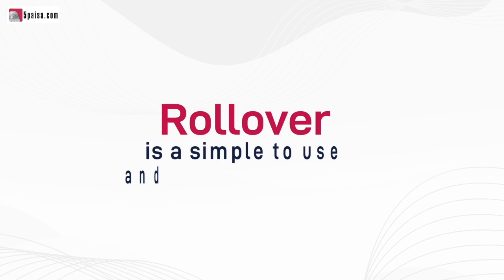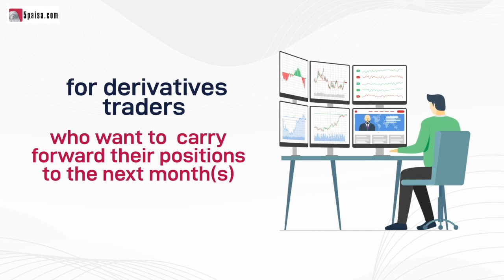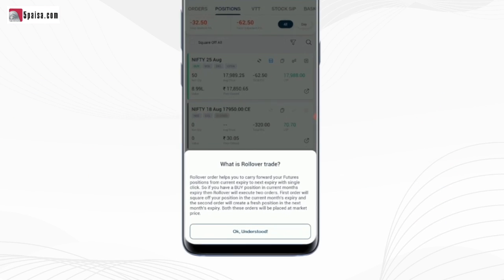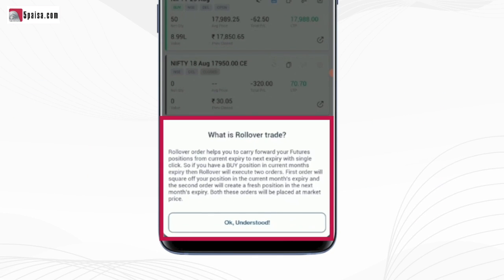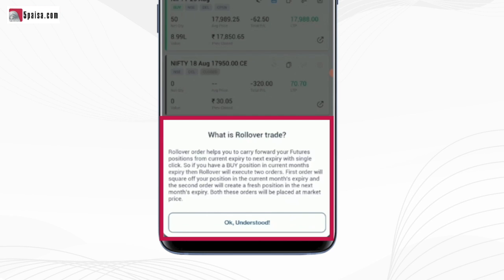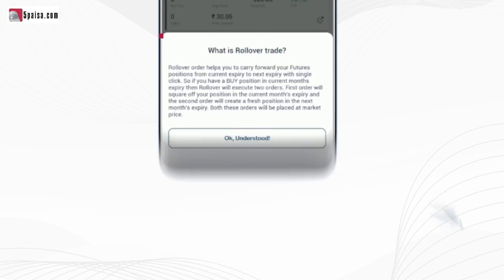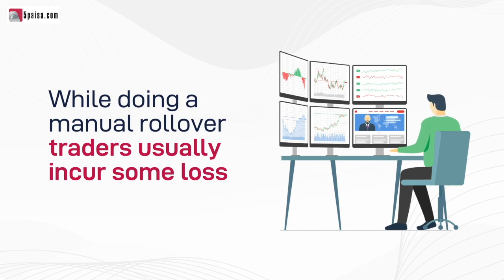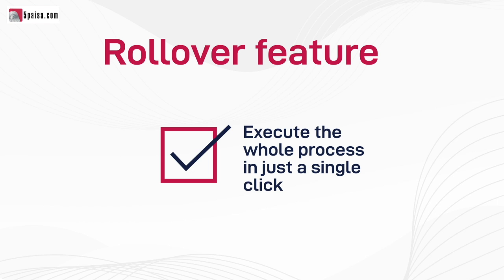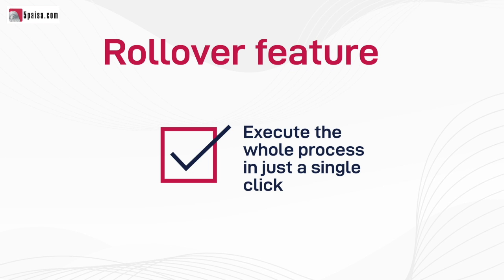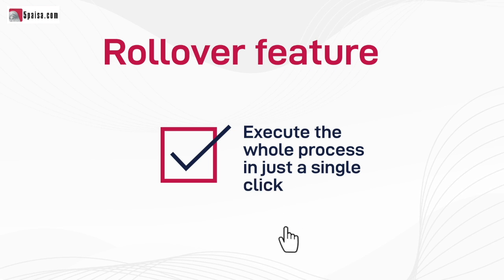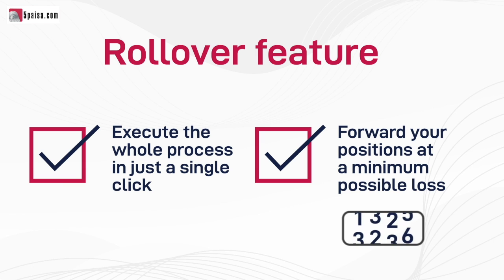Rollover is a simple to use and exclusive feature for derivatives traders who want to carry forward their positions to the next month. The process includes squaring off your current position and creating a similar position in the next month contract. And usually, while doing this process manually, traders usually incur some loss. Rollover feature will help you execute the whole process in just a single click and forwarding your positions at minimum possible loss.